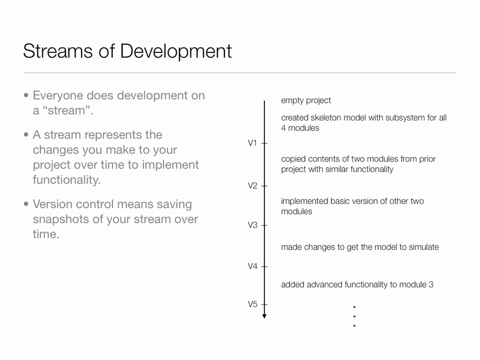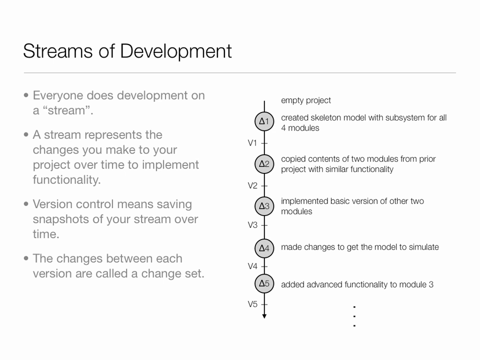Version control simply means saving snapshots of your stream over time. The changes between each version are called a change set. That's another concept we'll talk about later. A change set represents a particular activity during your development. For example, Delta 5 represents adding advanced functionality to Module 3.